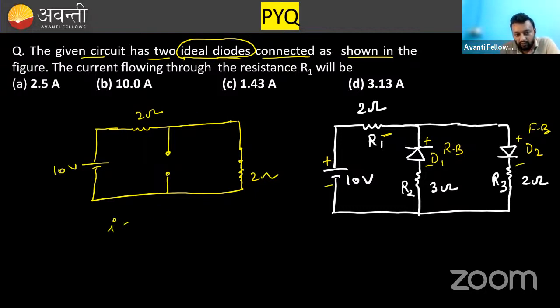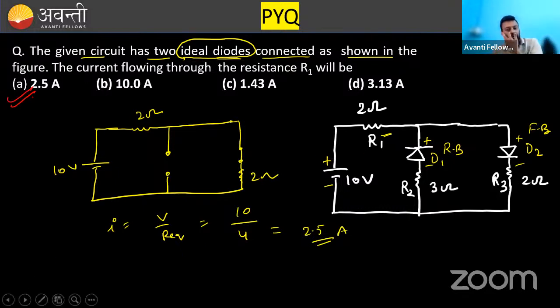So I is equal to V over R, and R is what? R equivalent. V is 10 volt, and the total resistance of the circuit, they are in series, so 2 plus 2, that is 4. So it will become 2.5 ampere, which is option number A. I think this concept is also clear.